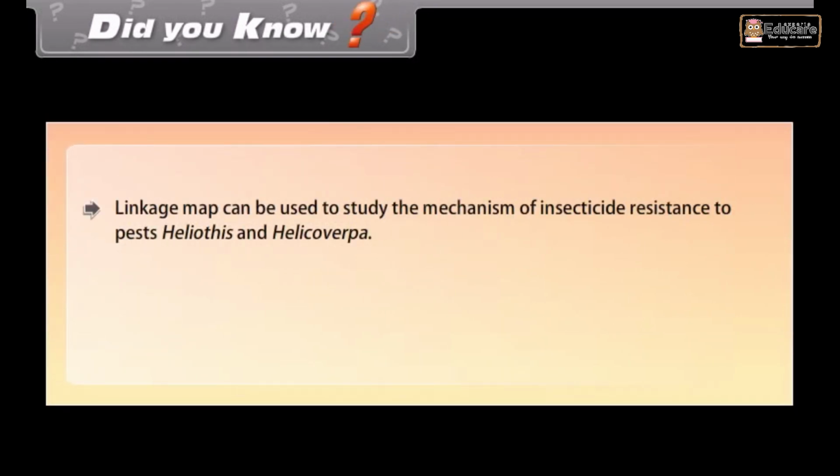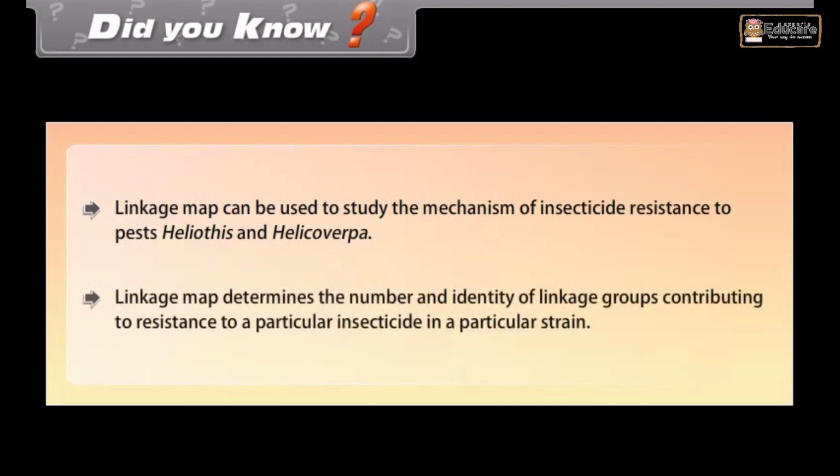Did you know? A linkage map can be used to study the mechanism of insecticide resistance in pests such as Heliothis and Helicoverpa. A linkage map determines the number and identity of linkage groups contributing to resistance to a particular insecticide in a particular strain.